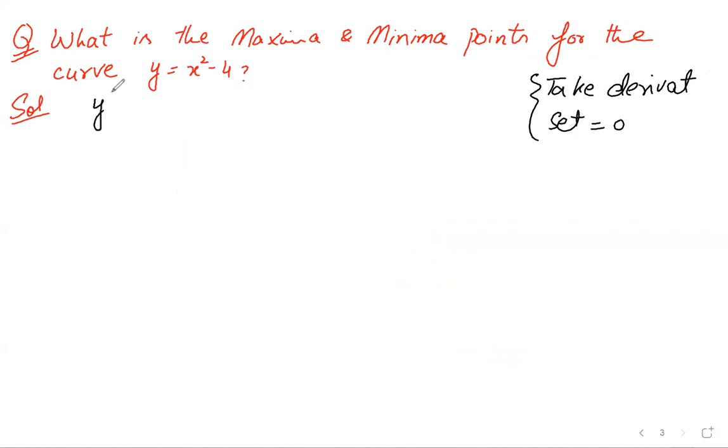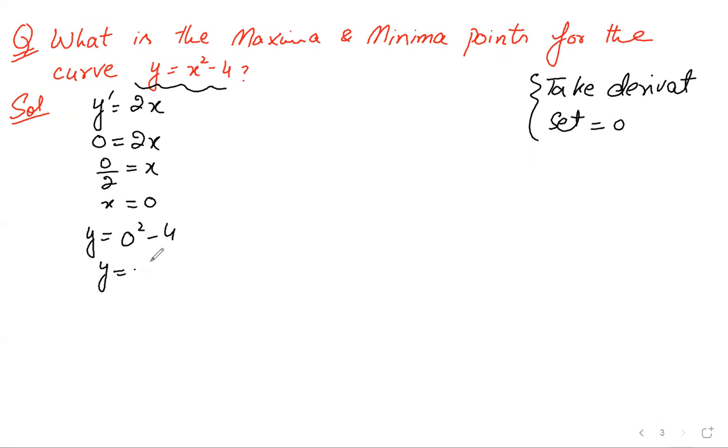First of all, I'm taking the derivative of this equation, which gives me 2x. Now I have to set my derivative equal to 0. From here, I can find my value of x, which is equal to 0. Now I have my x value. In order to find my y value, I'm going to put it back into the main equation, y equals x squared minus 4. So instead of x, I'm placing the value, and I get -4. So my points are 0 and -4. These are my points of maxima or minima.